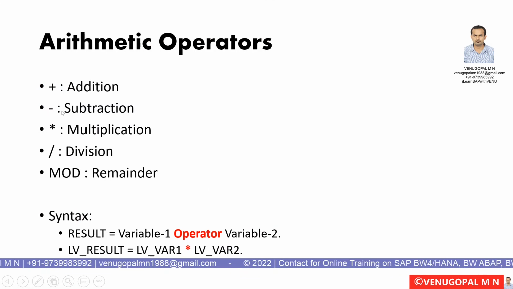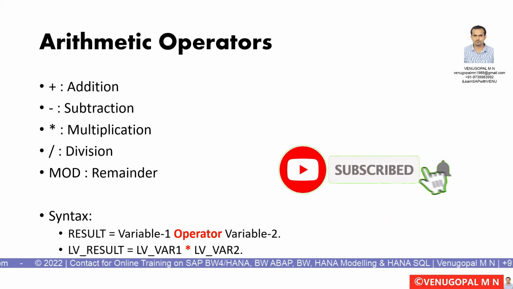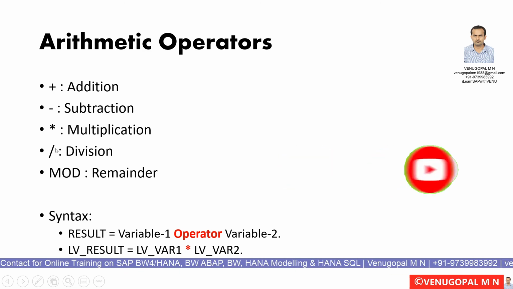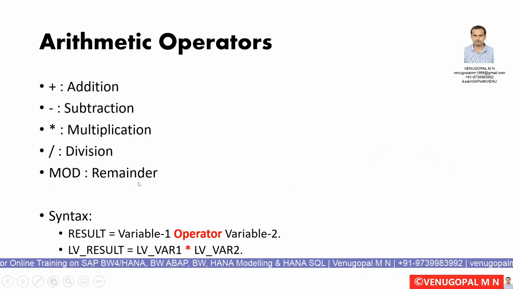So whenever you have a requirement to add something or subtract something, or multiply unit price into the quantity to get a net price, you will use multiplication. You might have a requirement to find the result of a division, or you wanted to find out a remainder. For that we will be using plus, minus, star, forward slash, and the mod operator for finding out the remainder. Clear?